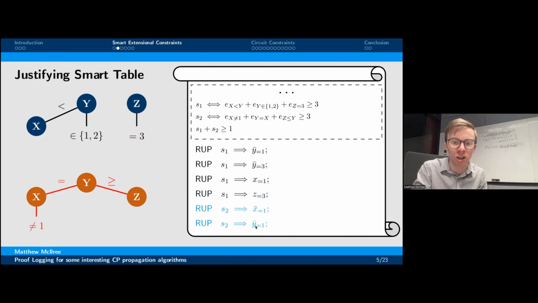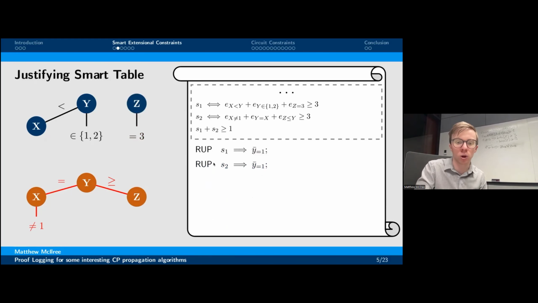And in this case, y cannot be 1 either in the first tuple or the second tuple. So looking at the smart table constraint as a whole, we can say, well, y is just not 1. This is now an inference that follows from that constraint. So we can now justify this because we've logged all of these things. It's guaranteed that y not equal 1 will now follow by RUP.